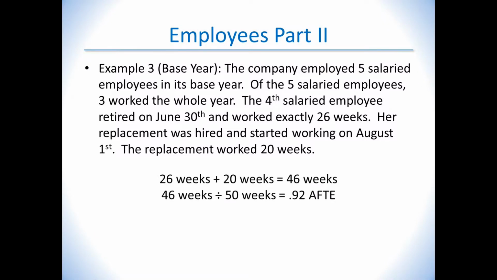As you can see, the 2 partial year full-time employees accounted for a combined 46 weeks. 46 divided by 50 equals 0.92. In other words, these 2 partial year full-time employees count as a combined 0.92. So, this employer has 5 people who worked in 4 different positions who collectively counted as 3.92 employees on an annual full-time equivalent basis.